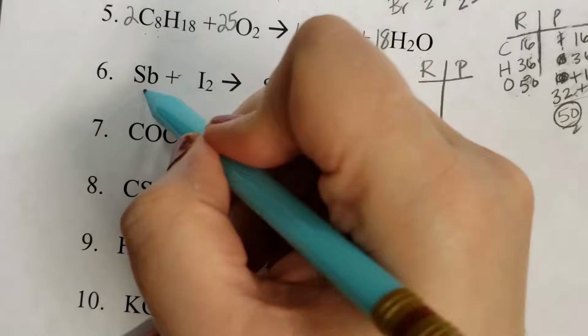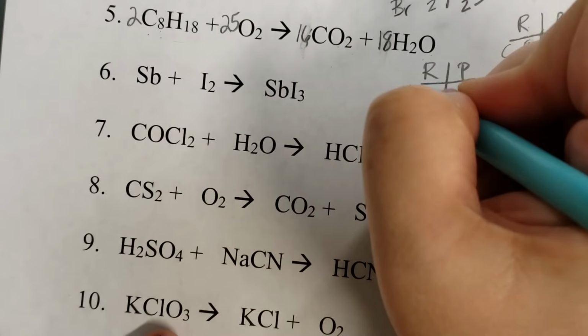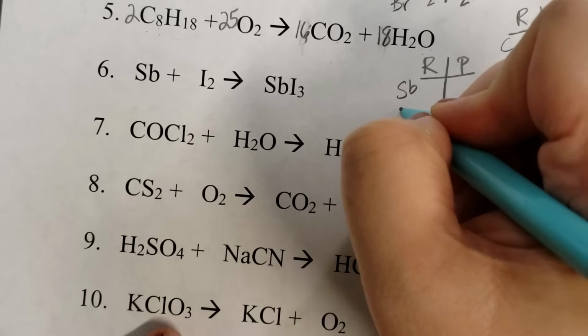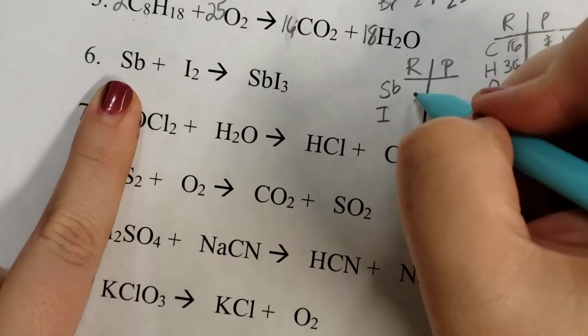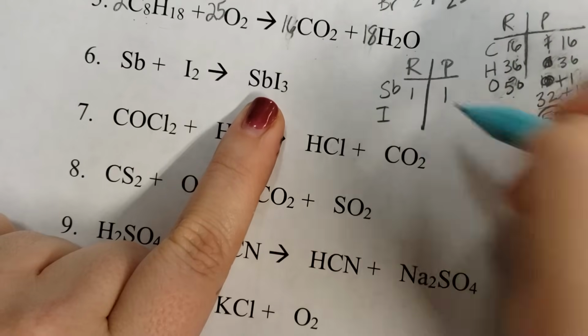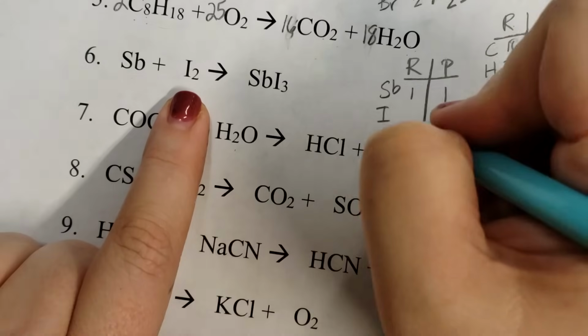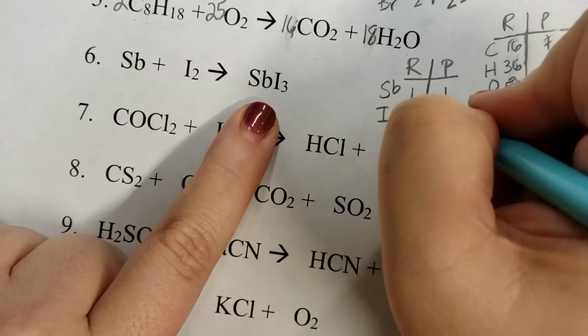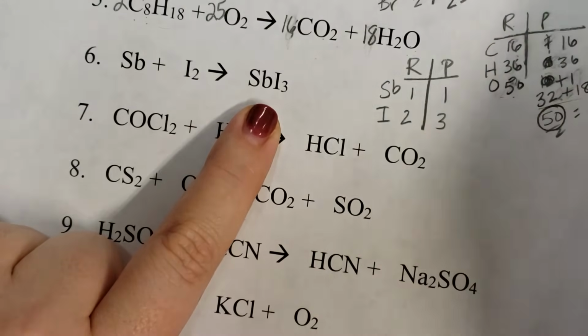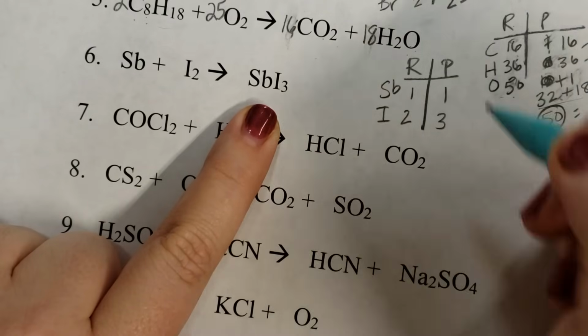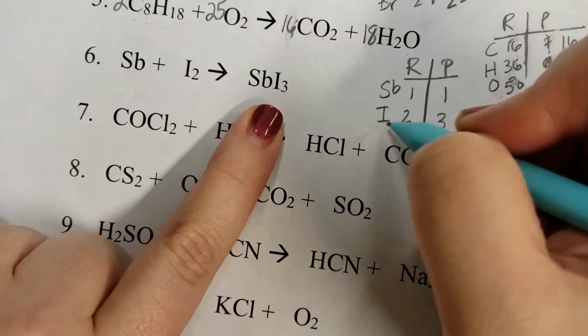All right. So number 6, reactants and products. We're gonna list our elements: antimony and iodine. Okay, we have 1 antimony on this side, 1 on this side. We have 2 iodine on this side and 3 on this side. Okay, this is already balanced, so I have to do check marks on that.